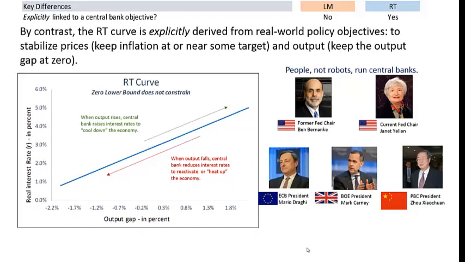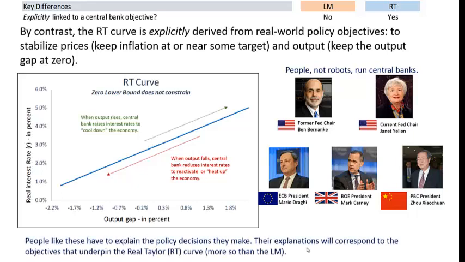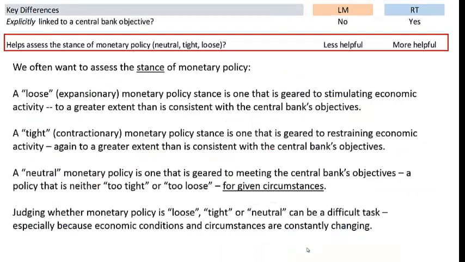Now, it turns out that, no surprise, people, not robots, run central banks. People like these, they have to explain the policy decisions that they make. Their explanations will correspond to the objectives that underpin the real Taylor curve, and really much more so than the LM curve. The LM curve has relatively little to say about that.